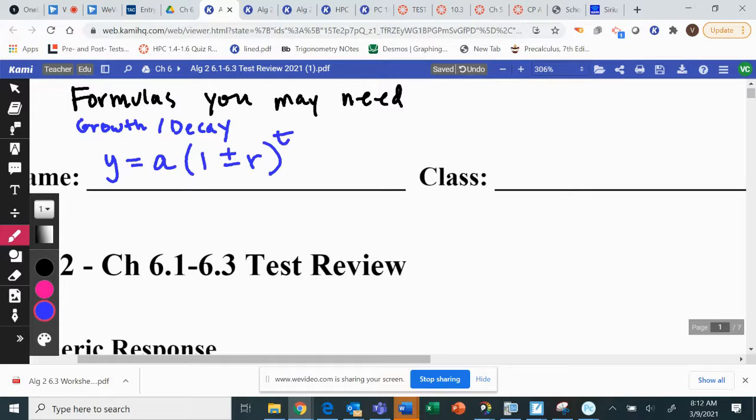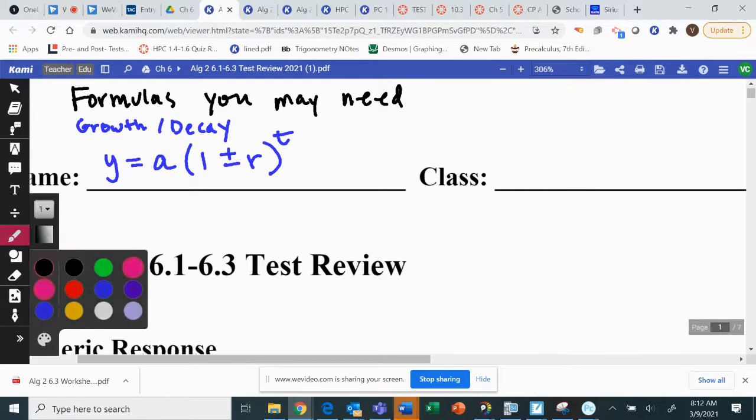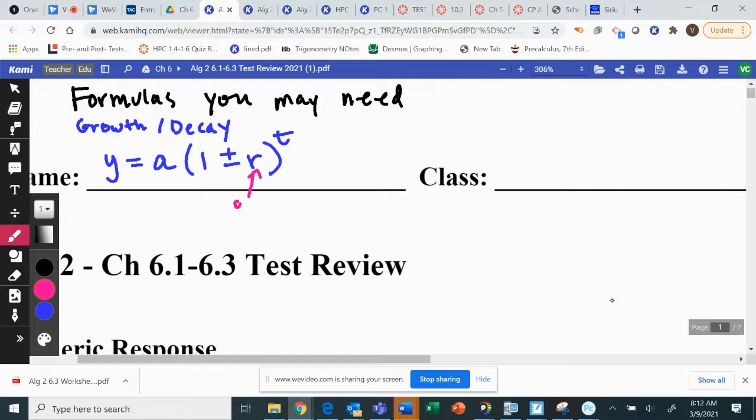So if we have a formula that says something about increasing or growth, then we'll use that plus sign. If it says something about the amount going down, decreasing by some sort of percent, then you're going to use the decay. Remember, the r is the percent over 100, so it has to be a decimal. If it's like 15% and you put 15 in there, you're going to get it way wrong. It has to be 15 out of 100, which is 0.15.